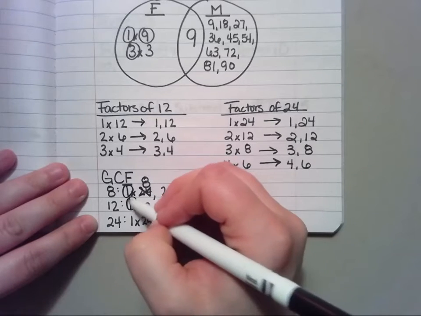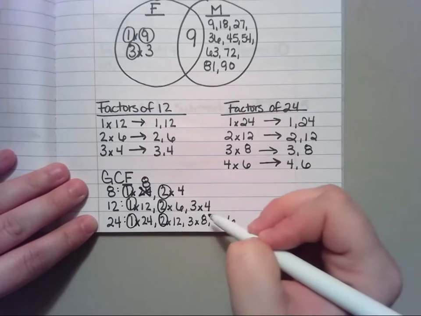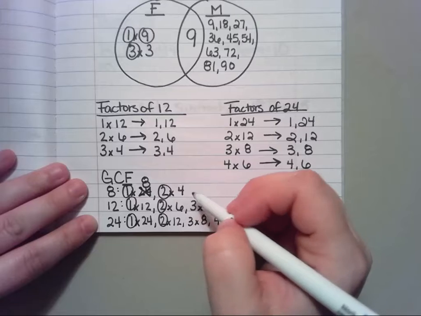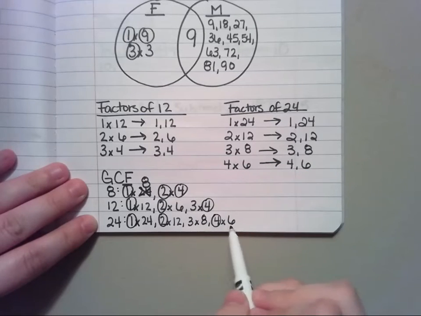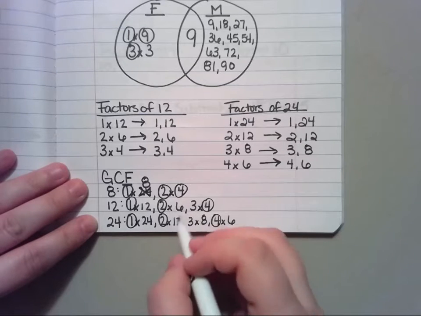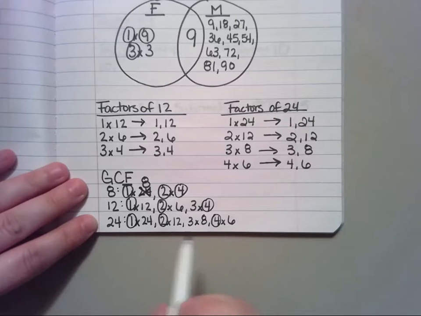They each have a 1. They each have a 2. These two have a 3, but this one does not. They each have a 4. They don't all have a 6. They don't all have an 8, a 12, or a 24. So 1, 2, and 4 are the only numbers they share.